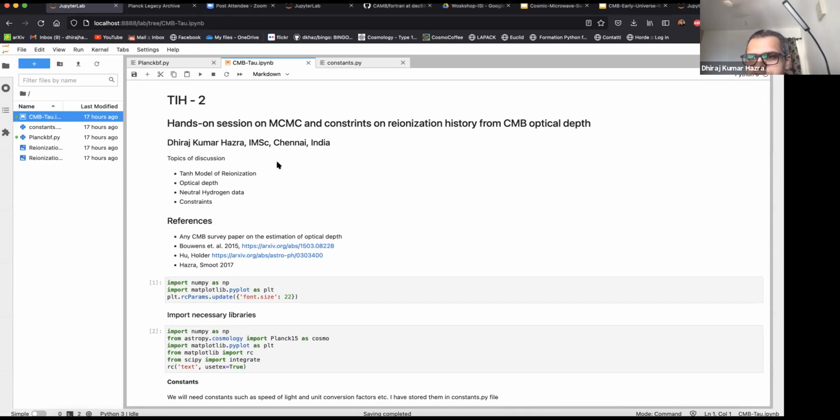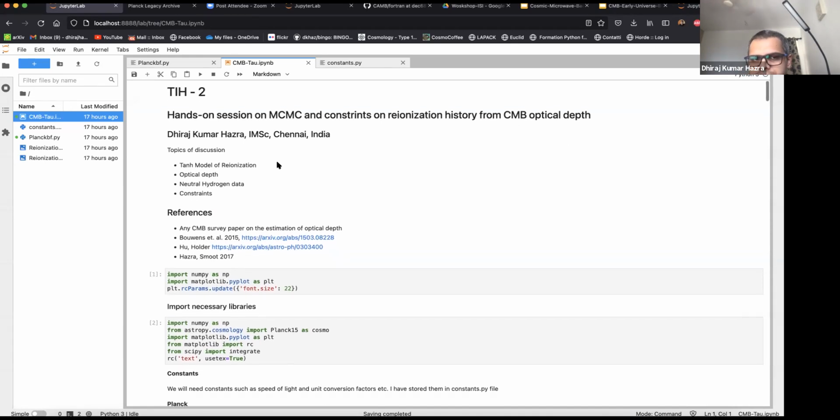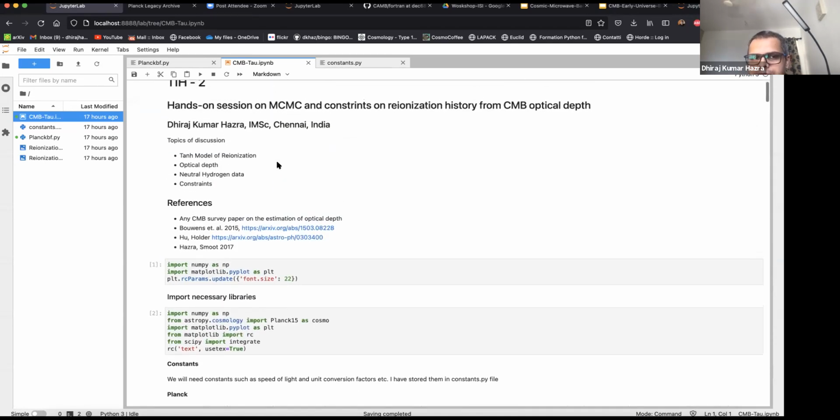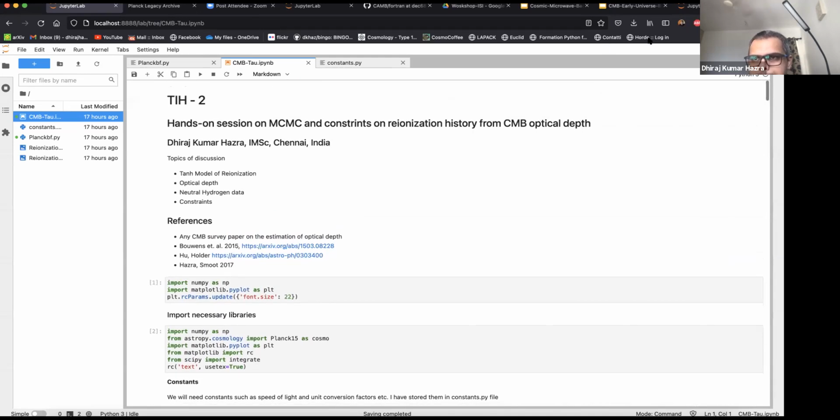Are you able to open this file? If you can open this file inside the SciServer, that is also fine. You don't have to run this, but just have a look at this, because we don't have that much time.